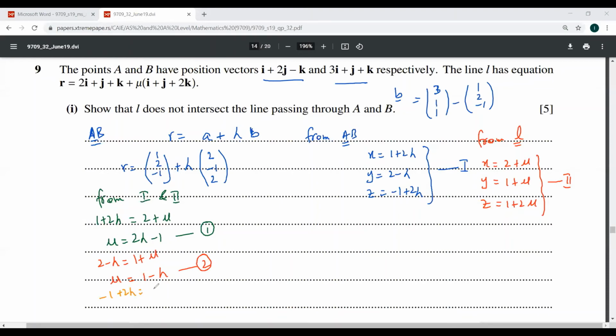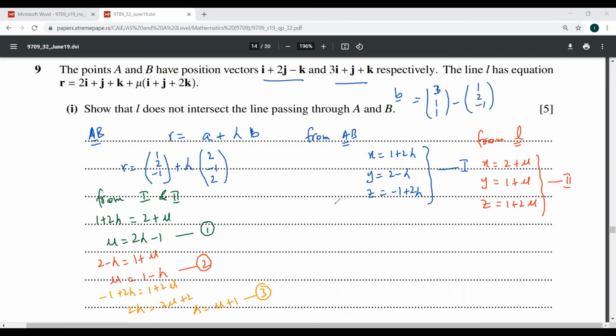And that is equal to 1 plus 2 mu. So this is going to be 2 lambda equal to 2 mu plus 2, or we can say lambda is equal to mu plus 1. That is the third equation. So we have three equations in lambda and mu. Remember what to do next? Yeah, you will solve any two of these three equations.